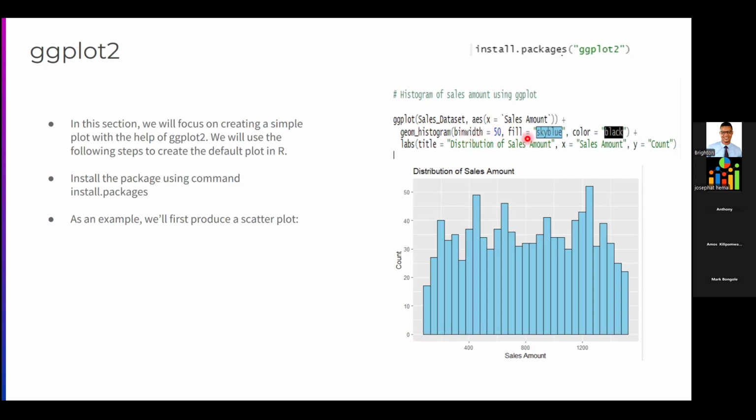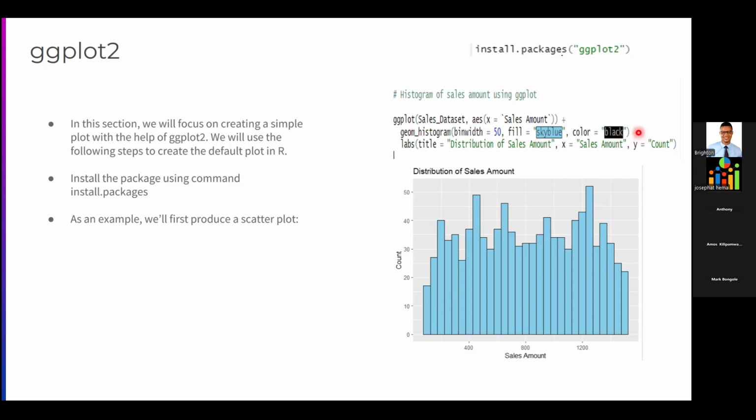Then there's a fill and color. Fill is what you fill your bins with, sky blue. As you see, the color is sky blue. Then the color on the borders will be black. So one of them here is the fill, and the other one is the color of the border.